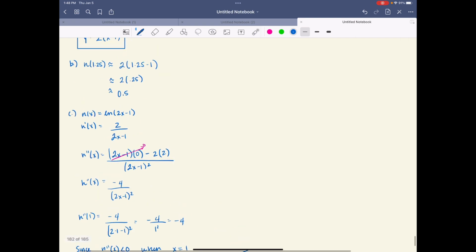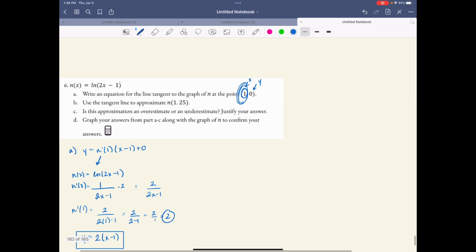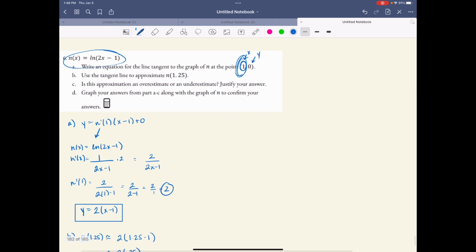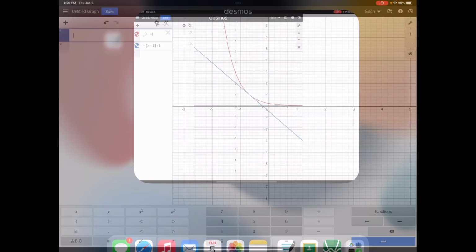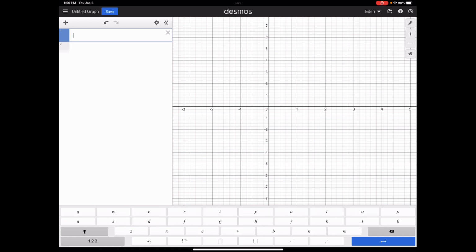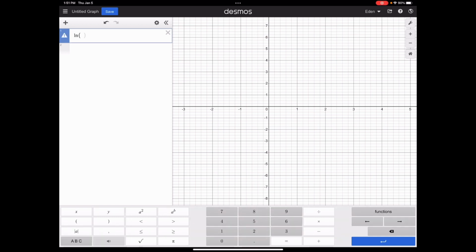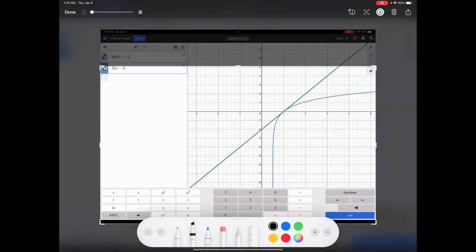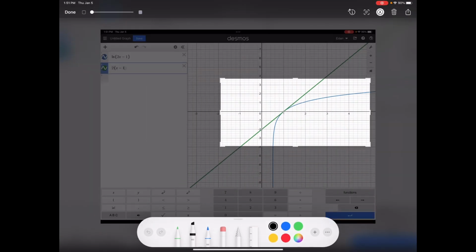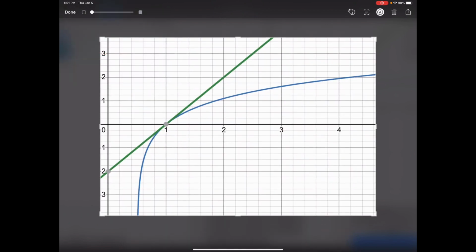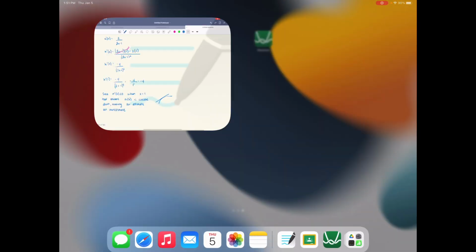And we can actually verify that in part D by taking my equation n of x and verifying that when we plug in our tangent line, it actually sits above that function. So let's plug that in. I can plug in my function, ln of 2x minus 1, and 2 times x minus 1. You can see that my tangent line fits nicely along that curve, and it verifies that yes, indeed, I am concave down, which makes my estimate in part B an overestimate.